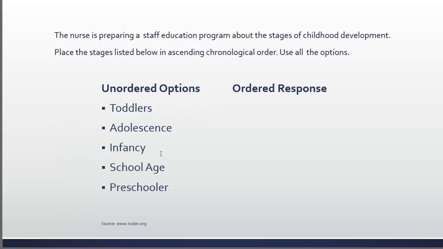This is like an ordered question. The nurse is preparing a staff education program about the stages of childhood development. Place the stages listed below in ascending chronological order. Use all the options. So the big thing here is ascending, right? If you don't know what that word means, then you're not going to get the question right. And then what you would do is, like we saw over there, you would drag and drop your responses over here. And again, when they're in the ordered response category, you can still move them around. Okay.